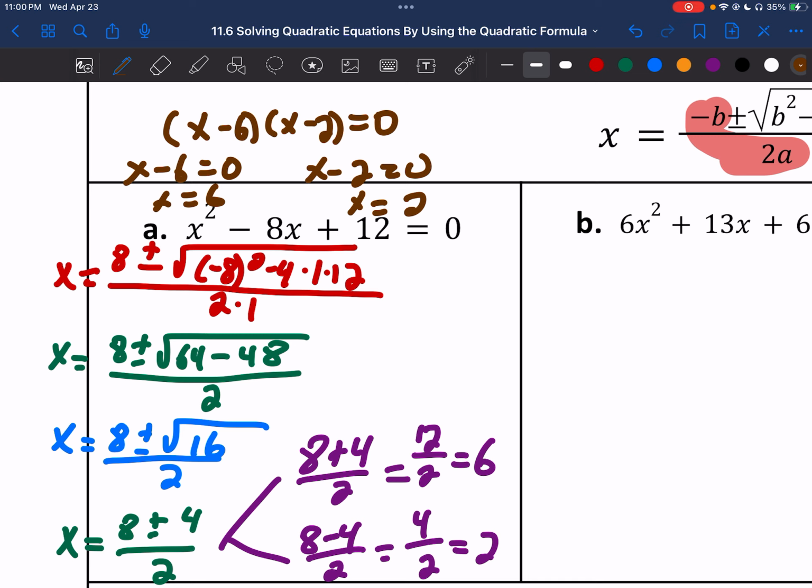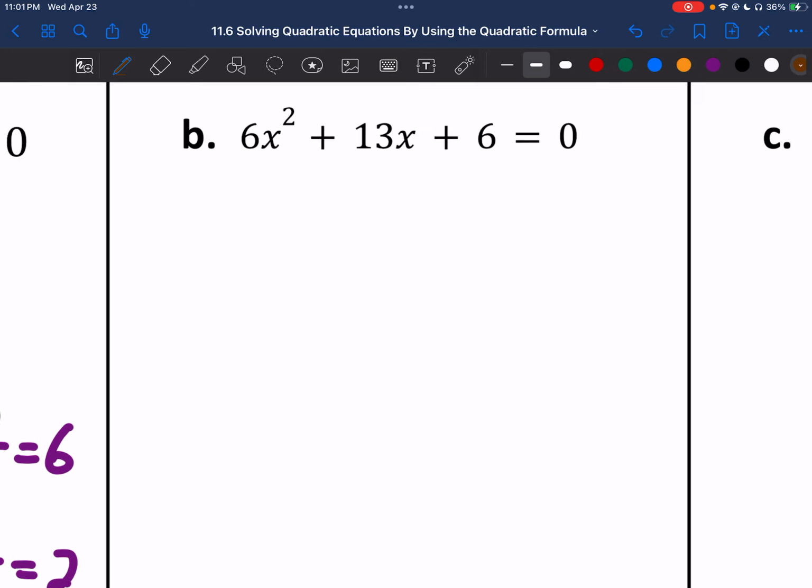Quadratic formula is the brute force. I am going to pound my way through this equation. Other methods are a more finesse method where you are working your way through gaps and making it happen easily, as opposed to just brute force pushing your way through. So let's look at another example.